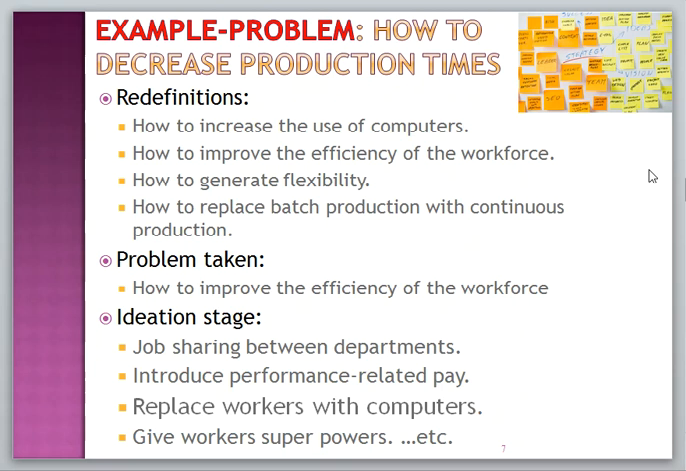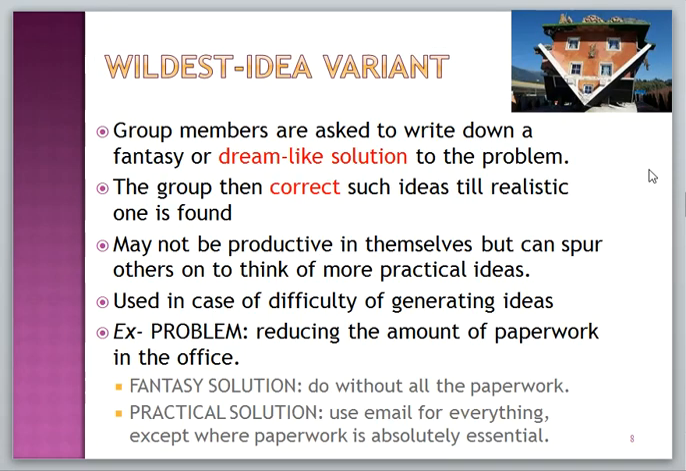That was how we discuss what brainstorming is classically. Let's go to the variants, how brainstorming can be used in different ways. Variant number 1 is what is called the wildest idea variant. Instead of asking people to come up with ideas, we ask them to come up with a dreamlike solution, some fantasy to the problem. Then the group corrects such ideas until a realistic one is found.